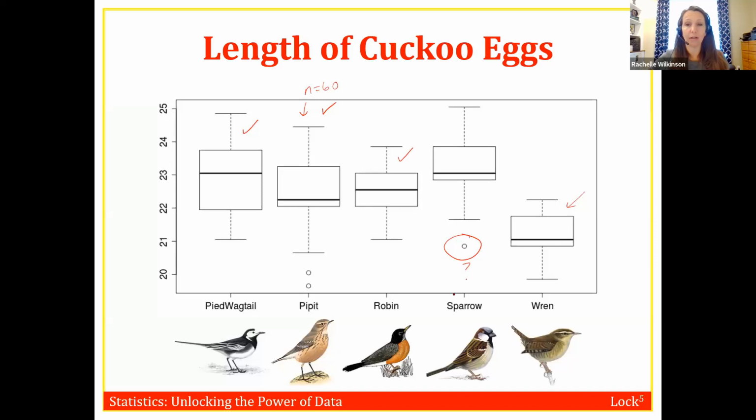So I would say the sparrow is iffy. I'm not sure that we meet the conditions there. But the wren also looks pretty decent over here. There's no extreme outliers anyway. So we kind of meet that condition with the exception of the sparrow on that one. So I'm not convinced we meet the conditions here.